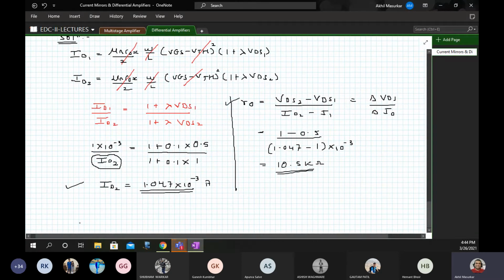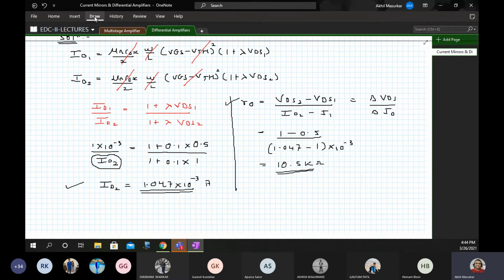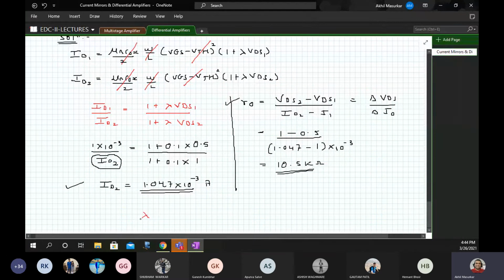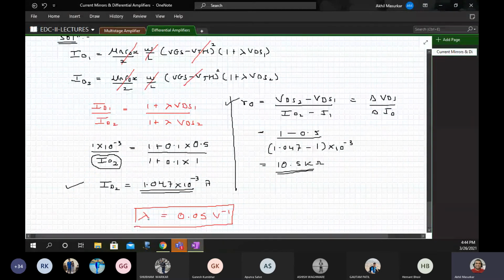If this time my lambda is equal to 0.05, tell me the value of ID2 and R0.